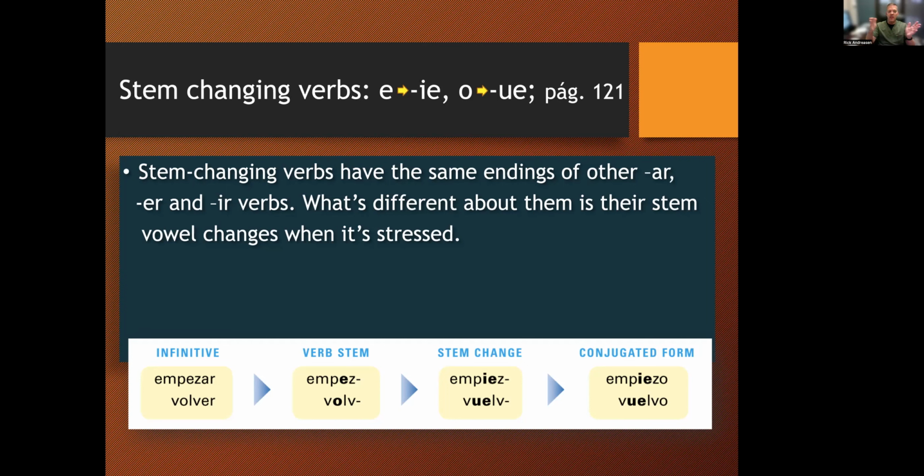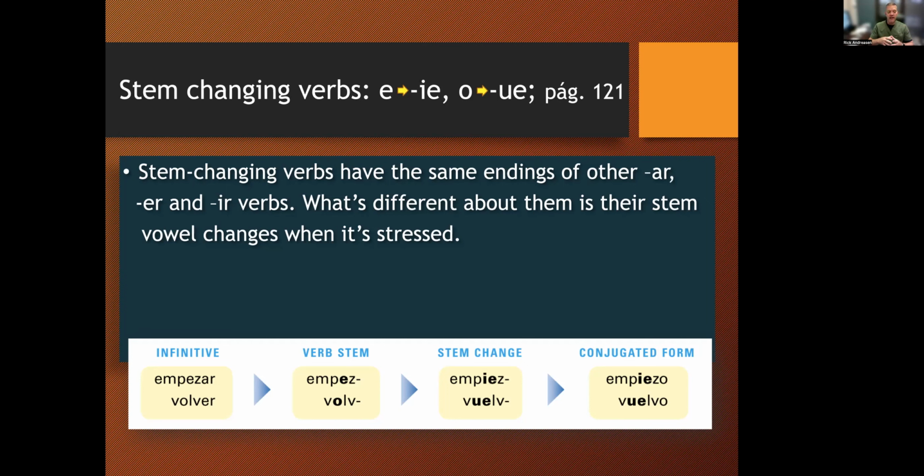So, just so you understand the concept, in the stem itself, you take off the AR, ER, or IR, and that last vowel in the stem, like in empezar, there are two E's. It's always going to be the last vowel in that stem that then gets replaced, in this case, with IE. So the conjugated yo form becomes empiezo. If it were a regular verb, it would be empezo. That just is awkward sounding, and so early on in Spanish, they changed that to empiezo.